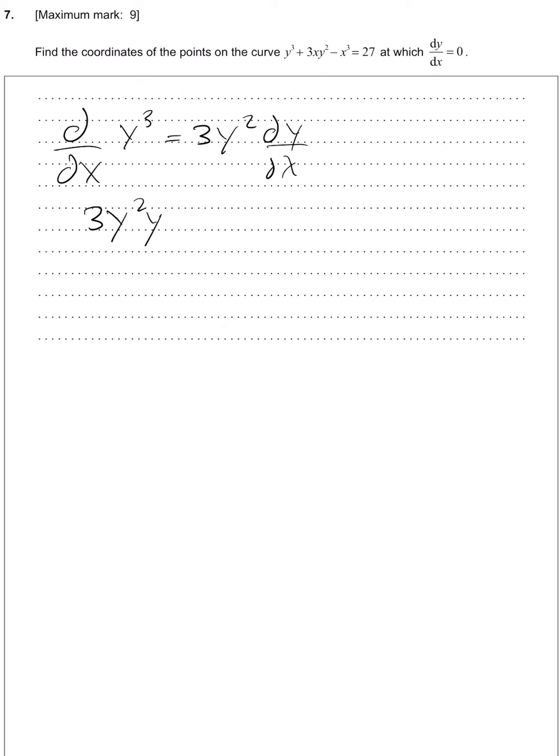3y squared y prime plus, here we've got the product rule. 3 times the derivative of the first times the second plus the first times the derivative of the second, and we again have the chain rule right there, minus 3x squared, and this is equal to 0. Now I'm going to solve this for y prime. Let me just expand the whole thing out to be super clear, that way it'll be easier.